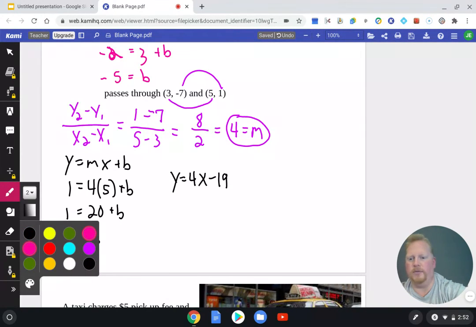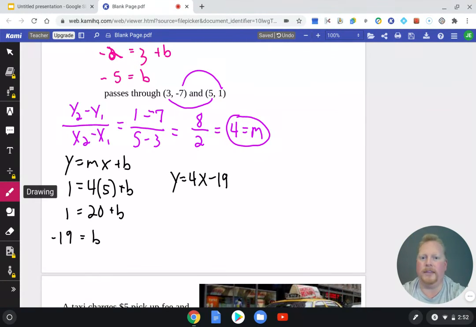Now you may be asking yourself, well, what if I had picked the other one? Well, let's see what would have happened if we had picked the other one. The slope is still the same.